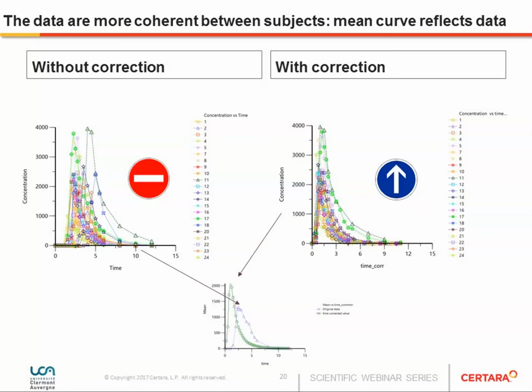You can see that the initial mean curve, which is here in purple, had a lag time, then has a slow, in quotes, absorption, has a C-max which was very low, 1,300, compared to the green curve, which is my new mean curve, which exhibits a very fast absorption at the beginning with a Cmax which is around 2000 something. My new mean curve is really reflecting more the shape of all my subjects.